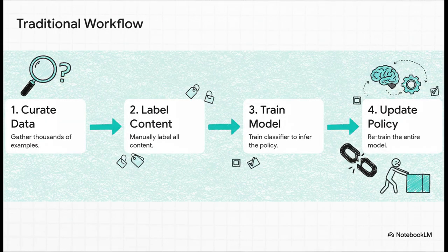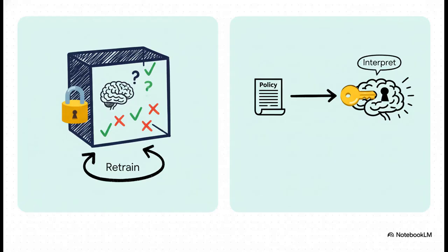This process has several steps. First, curate thousands of examples. Second, manually label them. Third, train the classifier. And fourth, if the policy changes, you have to retrain the entire model. So that's the bottleneck. Because the policy is inferred, not directly interpreted, any change requires starting the process over. This makes the system inflexible.